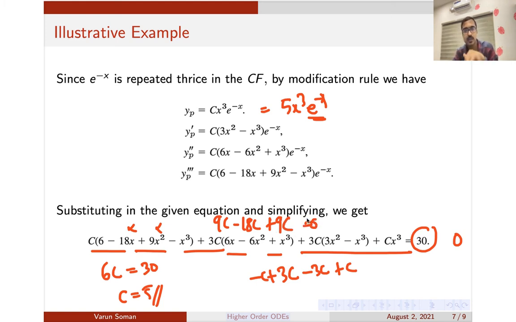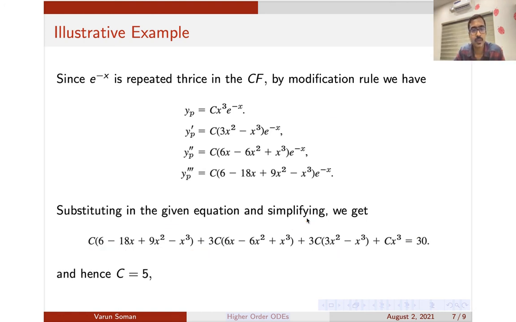So the coefficient of x cube is 0, x square is 0, x is 0. Only thing which will remain when you simplify is simply 6c, which is equal to 30. So the value of c is simply 5. You can just verify. Okay, so you have got the final solution. Now we can write the final solution. So what's the final solution now?